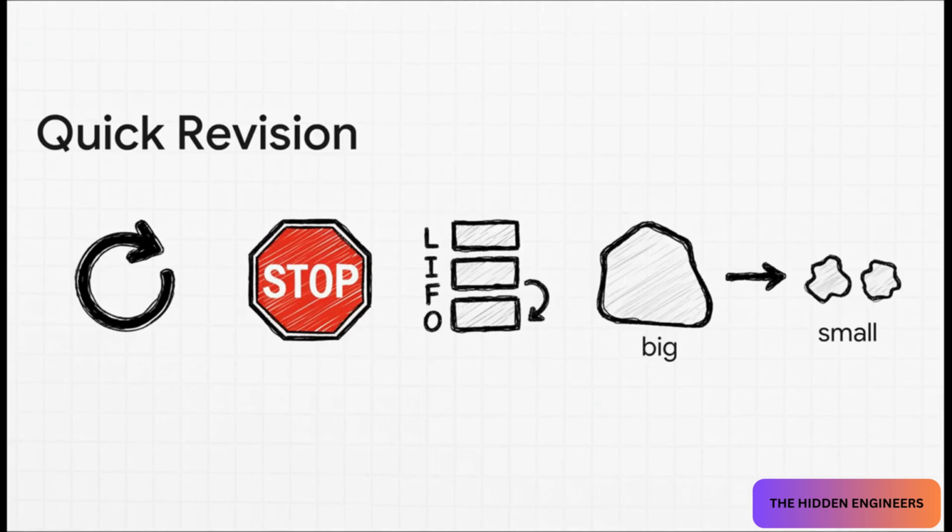All right, let's wrap this up with a super quick recap. What did we learn? 1. Recursion is just a function that calls itself. 2. It absolutely must have a base case to know when to stop. 3. It's all powered by the call stack, which works on a last-in, first-out rule. And 4. The whole point is to break a big, scary problem down into smaller, manageable, identical pieces.